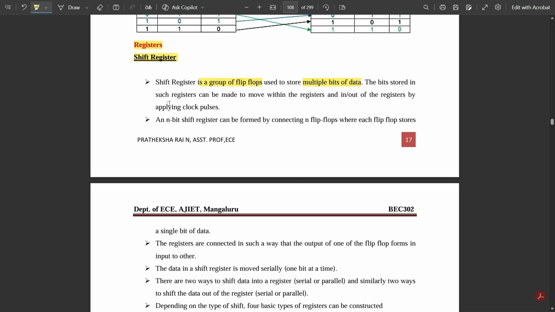So the bits stored in such registers can be made to move within the registers or out of the registers by applying the clock pulses. So the shifting takes place based on the clock pulses applied. For a particular bit of data, that clock pulse would be obtained, and based on that clock pulse, the shifting would take place. An n-bit shift register can be formed by connecting n number of flip-flops, where each flip-flop stores a single bit of data.